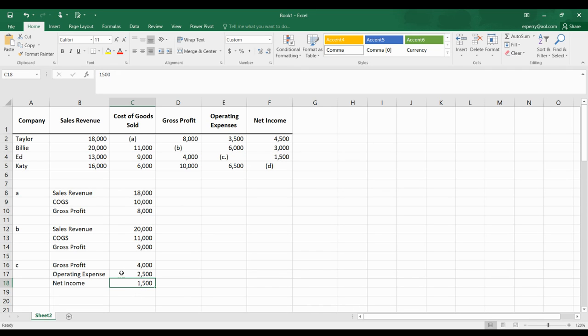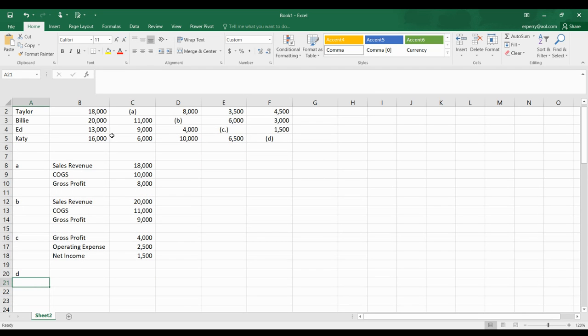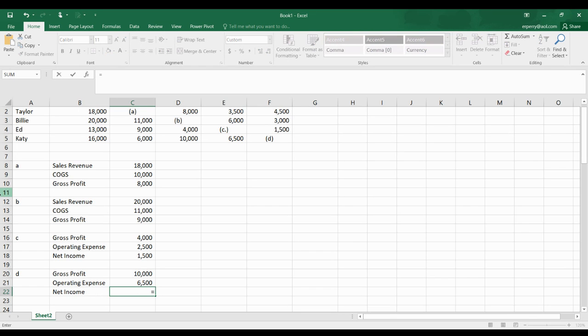All right, so using that same logic, we can then solve for our variable in Katie Company. We're solving for our net income, right? Okay, so in D, we've got our gross profit of 10,000. And we have our operating expenses of 6,500. So from there, I can solve for my net income, just subtracting our 10,000 minus our 6,500 gives me net income of $3,500.